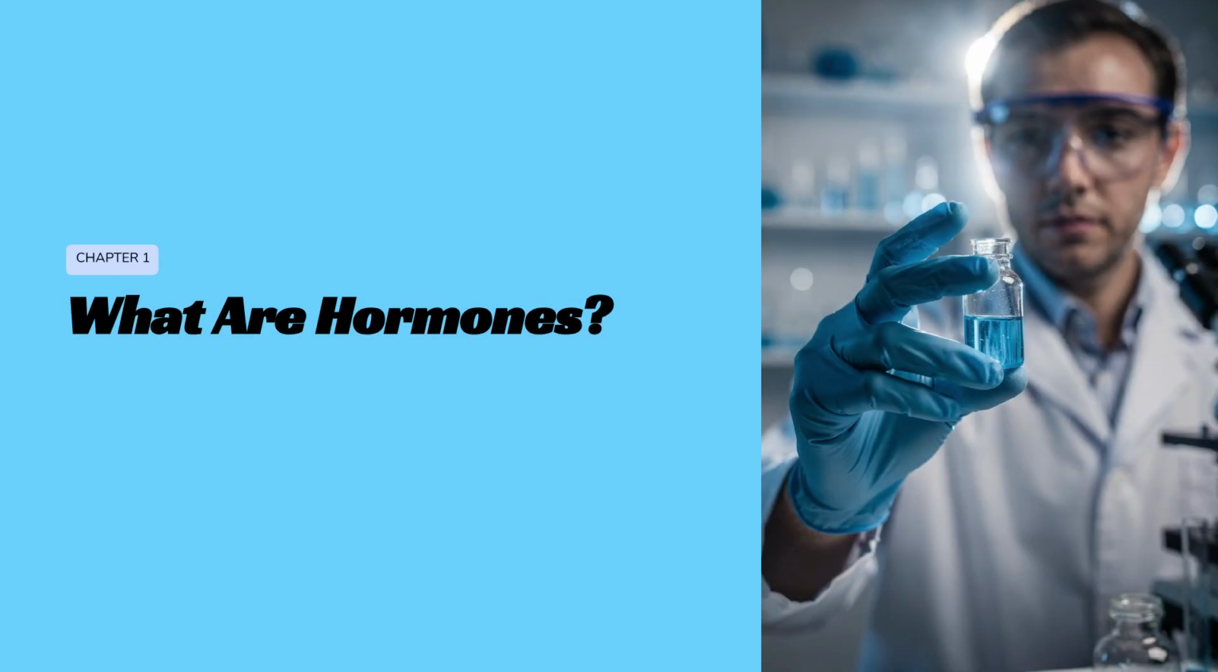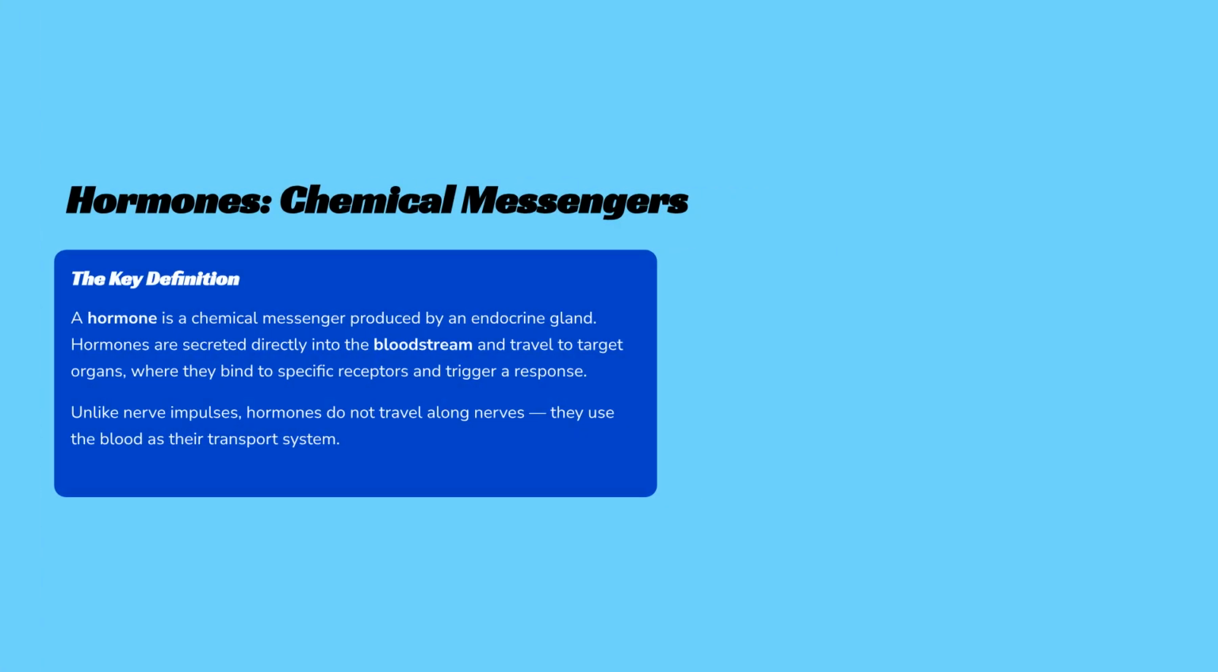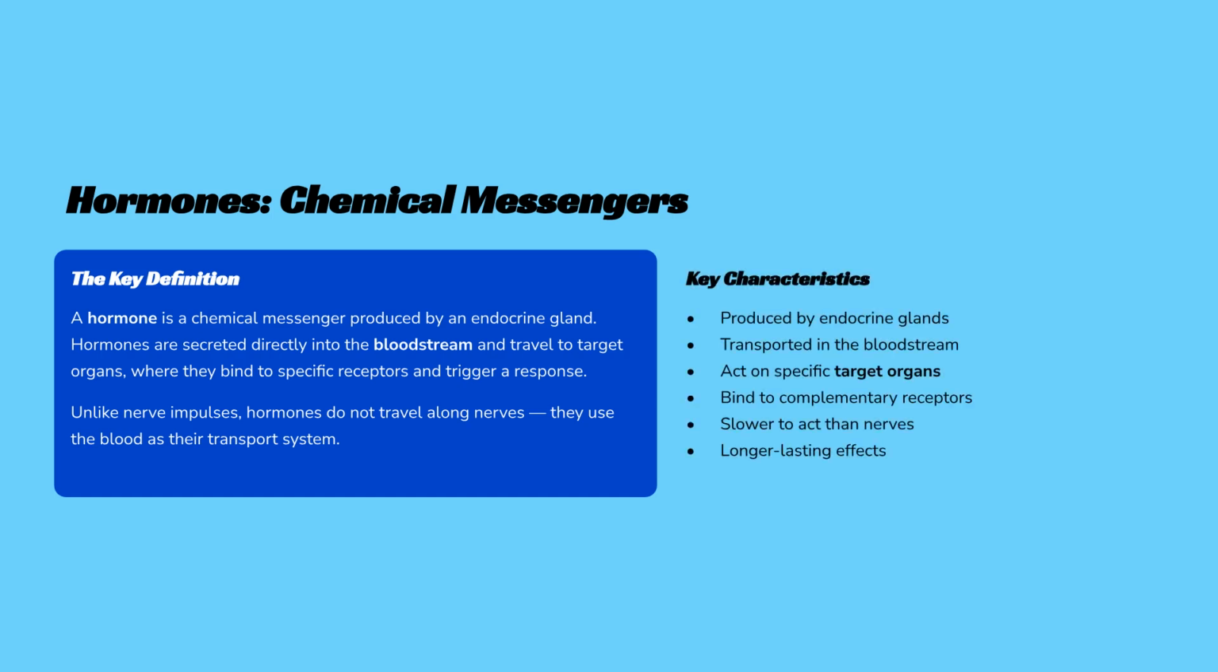Chapter 1 focuses on the definition of hormones. Hormones are chemical messengers that travel in the blood to target organs and tissues throughout the body. A hormone is a chemical messenger produced by an endocrine gland, secreted directly into the bloodstream to act on specific target organs. Unlike nerve impulses, hormones use the blood for transport and have slower, longer-lasting effects.